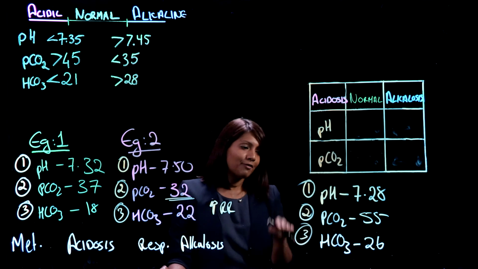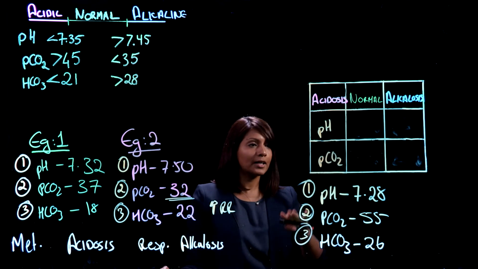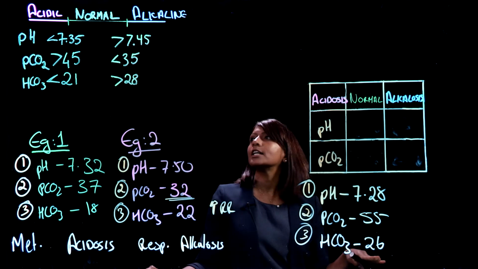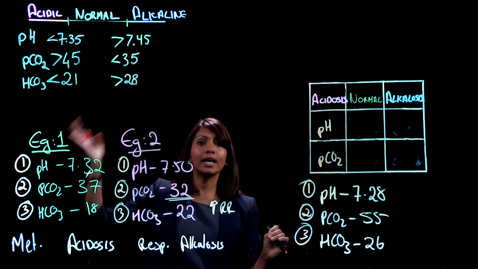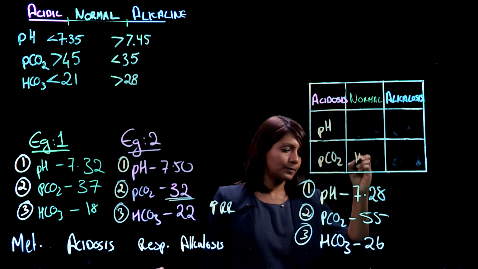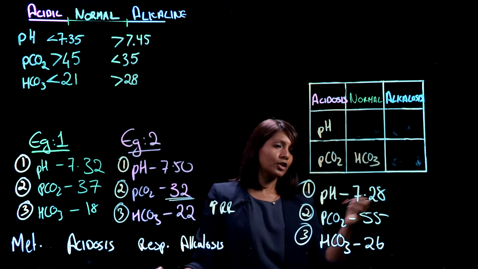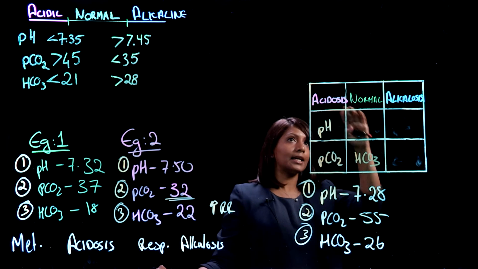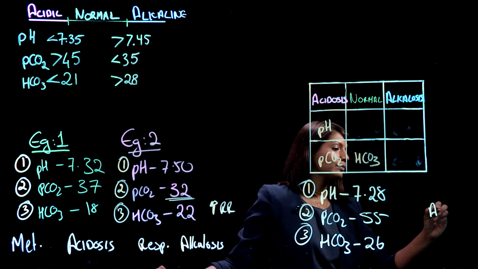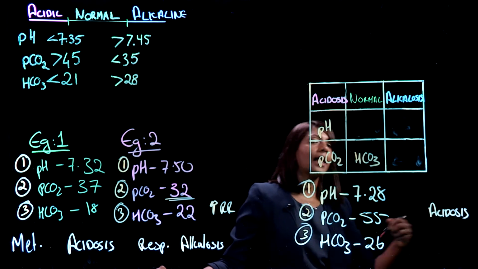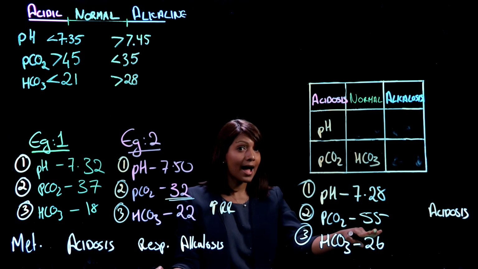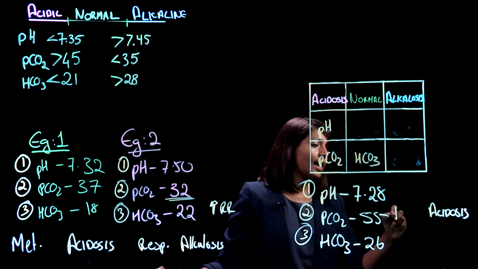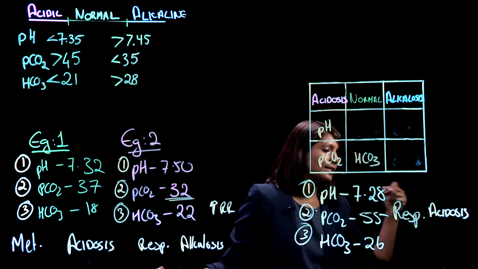And third and finally, just because we have these two doesn't mean we're not going to look at the bicarbonate. So bicarbonate is 26. 26 is between 21 and 28, meaning it is in the normal range. So we can say that this client is in acidosis, and we know it's caused by a high PCO2 level or high carbon dioxide level, making it a respiratory acidosis.